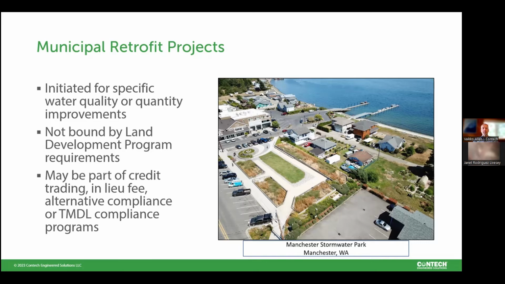A lot of times we're taking whatever available land there is and doing the best that we can, doing the most pollution removal or infiltration that we can in these projects. And you're given flexibility and freedom, usually as a designer here, to do the best you can and not be bound by specific performance removal targets. The illustration here is of a Filterra system at Manchester Stormwater Park in Washington, where we treat about 100 acres of upstream area through these individual bioretention cells prior to the water going out to Puget Sound. So it's important to note that there are these kinds of projects out there that don't really necessarily follow the land development rules.